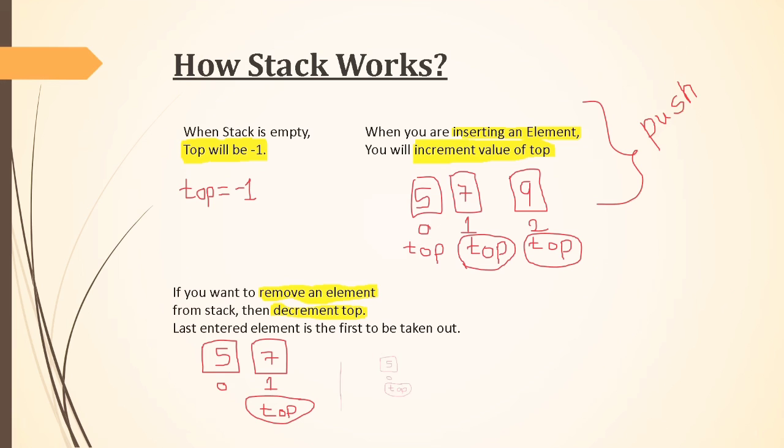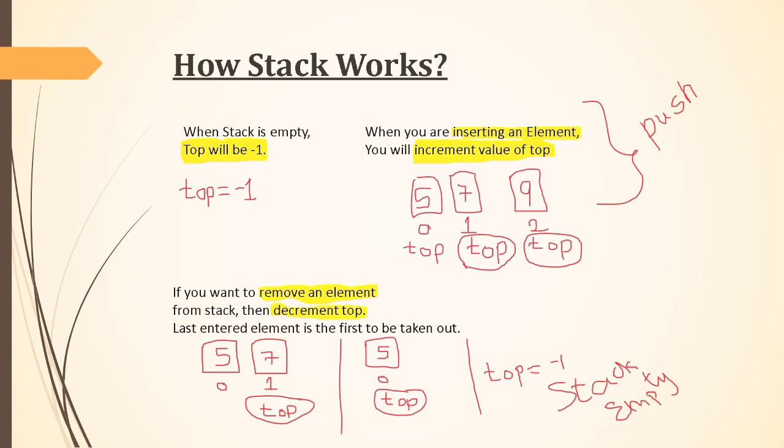Say you want to remove one more element, so again decrement; from 1 it will become 0, and the element at position 1 is also removed. Now only one element is remaining. Say you want to delete that element also, so again decrement the top. From top 0 it will become -1. As we have seen, when the top is -1, the stack is empty. I hope I'm clear with this. This process is called pop. The process of removing an item from the stack is called pop.